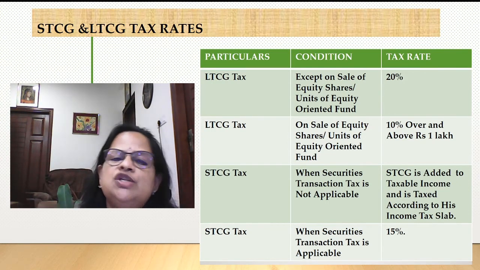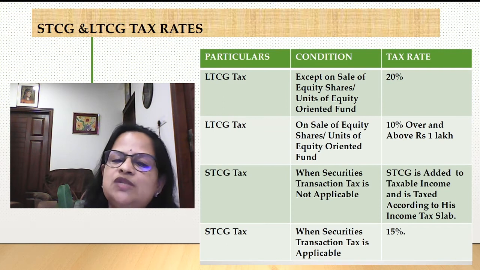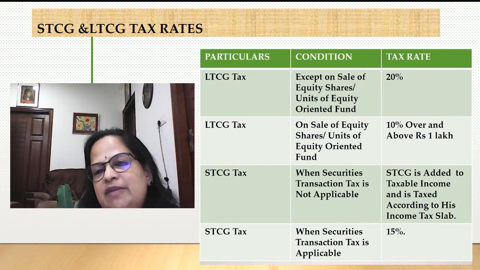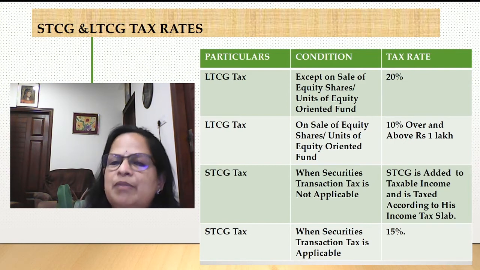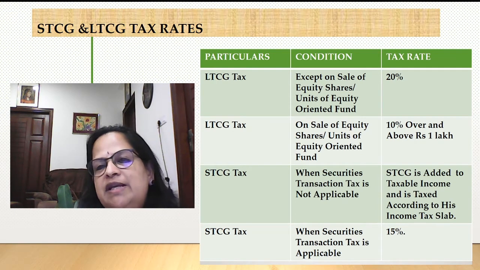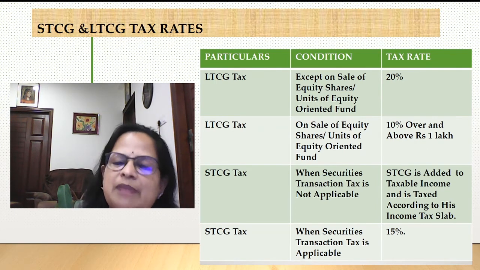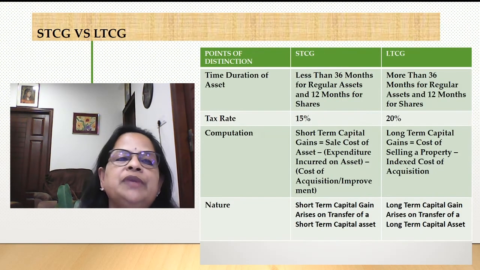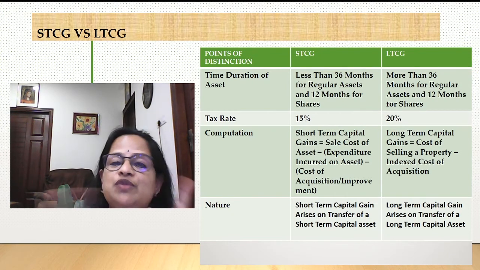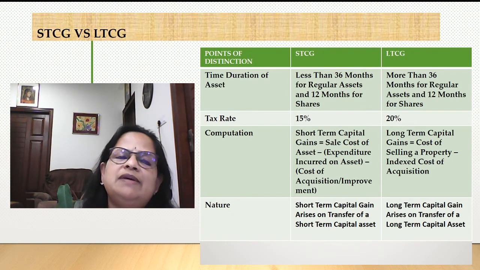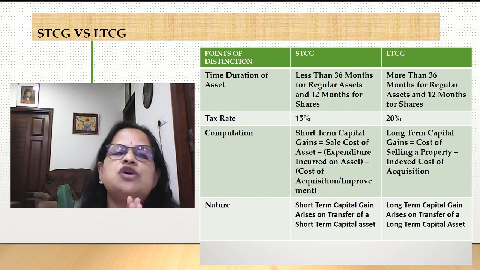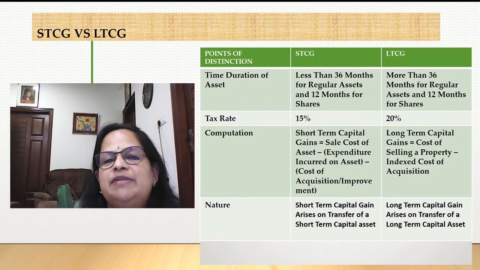Next one is short-term capital gain tax when securities transaction tax is applicable: it's usually 15%. In general, in our big computations at the undergraduate level, we take two rates: long-term capital gain at 20% and short-term capital gain at 15%. Now, this table is very, very important. Always they will have a question: distinguish between short-term capital gain and long-term capital gain.